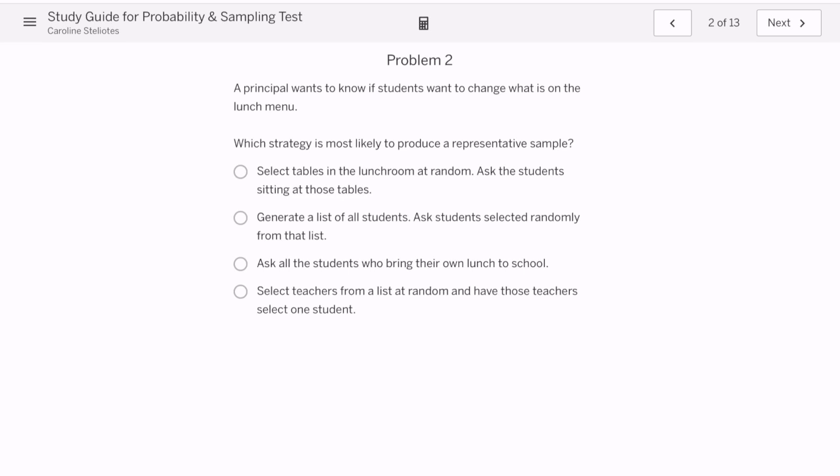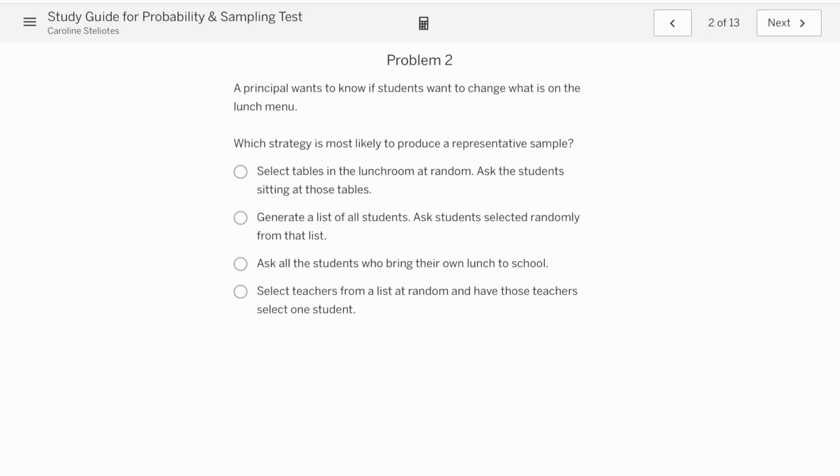All right, question 2. A principal wants to know if students want to change what is on the lunch menu. Which strategy is most likely to produce a representative sample? Okay, so the key idea here is we get a representative sample best if we have complete randomness. When we do complete randomness, we're more likely to make sure that we're getting all different sorts of people, and our own biases aren't coming into play.